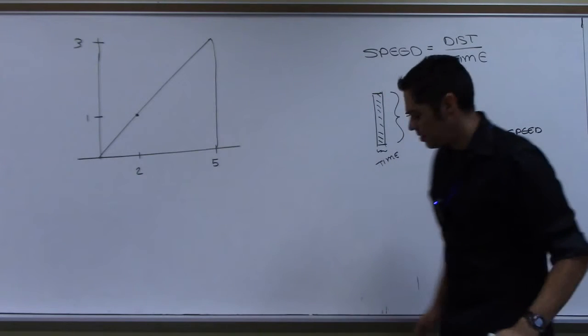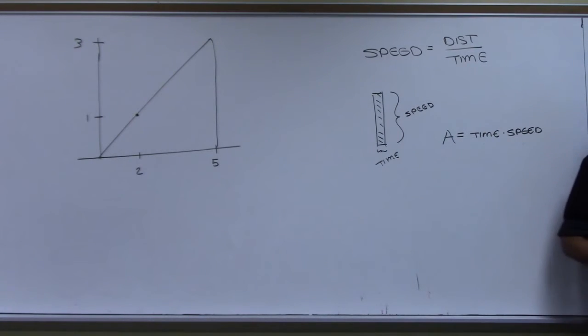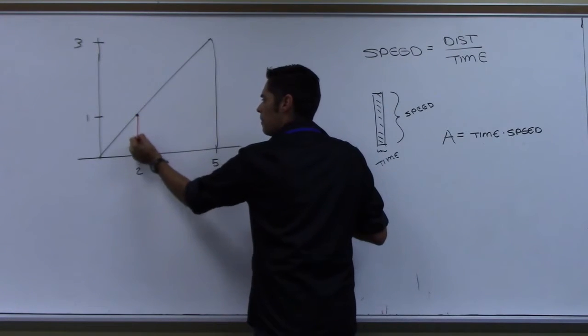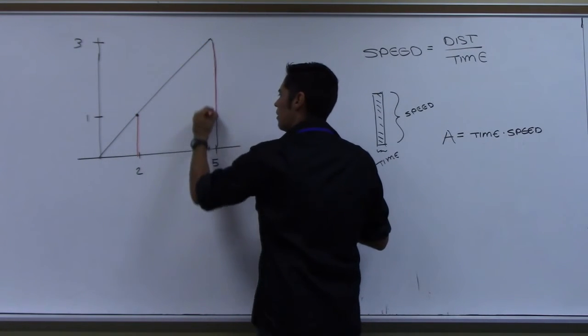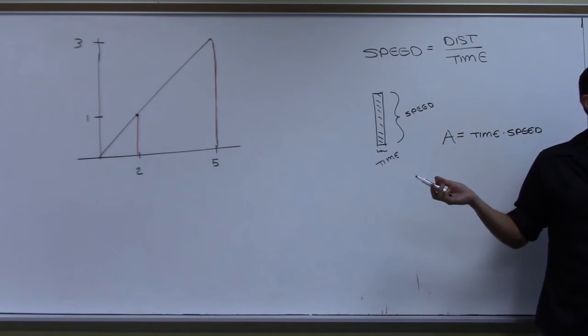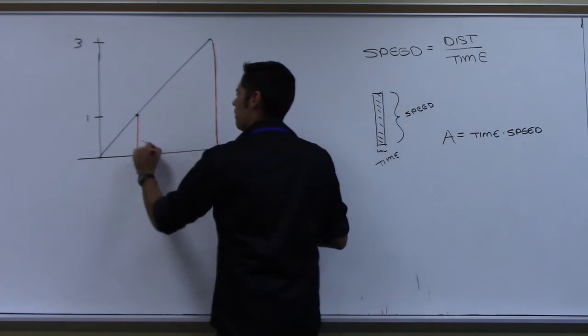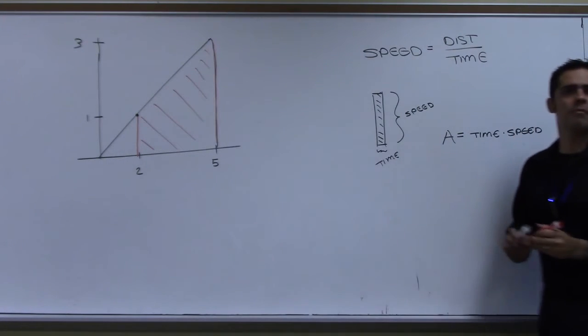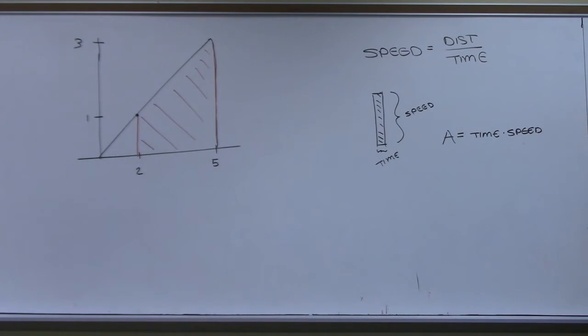So in this case, I only want the distance traveled between the 2nd and 5th hours. So I want this distance between here and here, right? Which we just said should be the area underneath that curve, which would be everything in here, right? So how would you find that area? How would you do it?